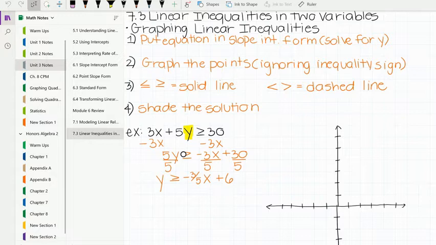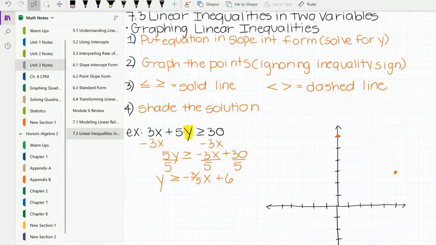So you're going to start at 6 since that is our y-intercept. So we're going to go ahead and put a dot at 6. And from there, you're going to use your slope to find the next point. So we have to go down 3 because it's negative and then over 5 to the right. So that's a negative 3 and a positive 5.